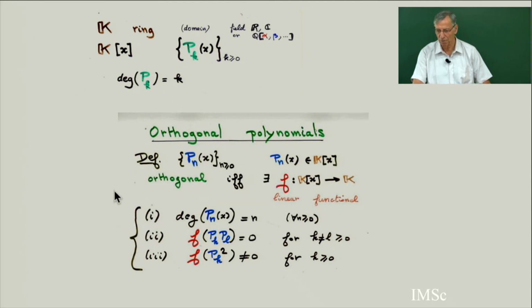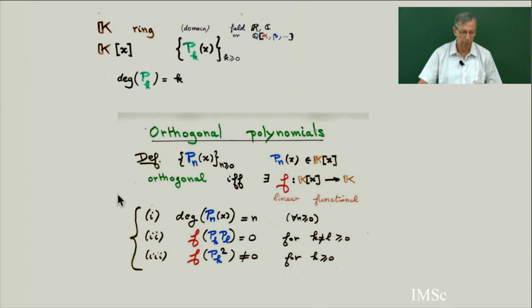It's for any sequence of polynomials on a certain ring K. So the ring can be the positive integers.